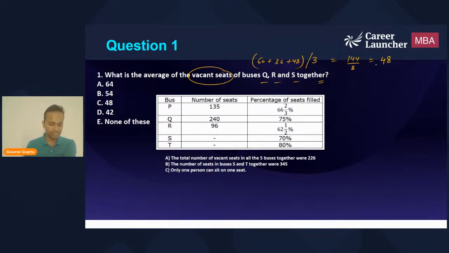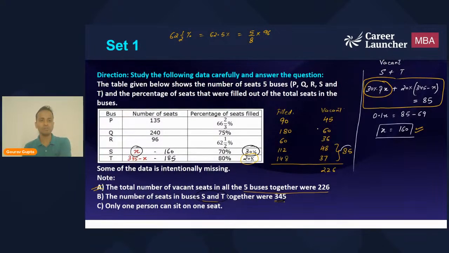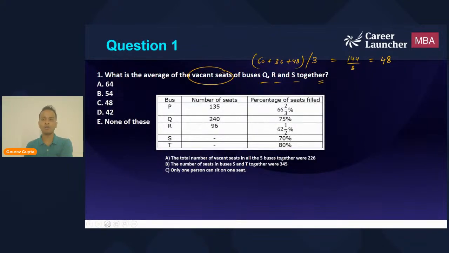Some of you are saying that the answer is none of these. Daksh, Meghadri, Khushi, Kasak, why is the answer none of these? I believe the answer is 48. I'll go back. Q, R, and S, the number of vacant seats are 60, 36, and 48. Okay? You just need to add these numbers, divide by 3, and get an answer. So I am getting 48 as the answer, which is one of the options, option C.